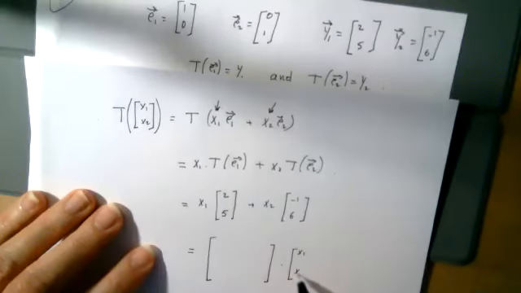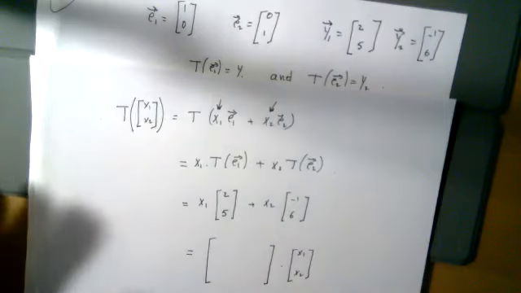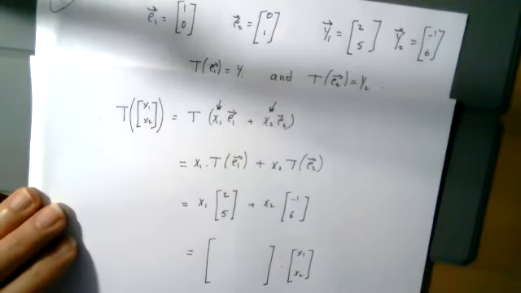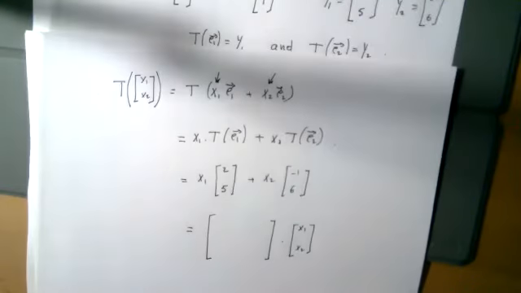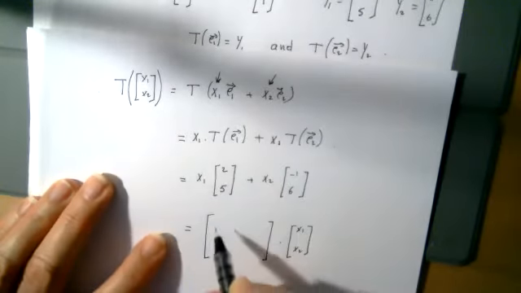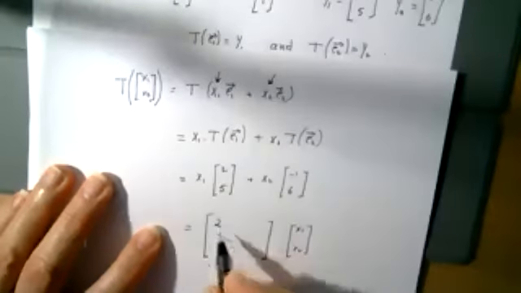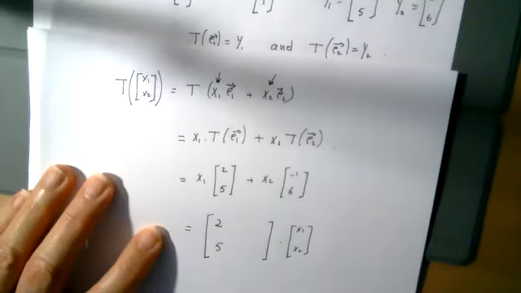And what is the vector? This is just the only thing I know about T, it's linear. I know what it does to E1 and E2, and I'm trying to find what it does to any vector. All right, what is the matrix? The first column is going to be 2, 5.